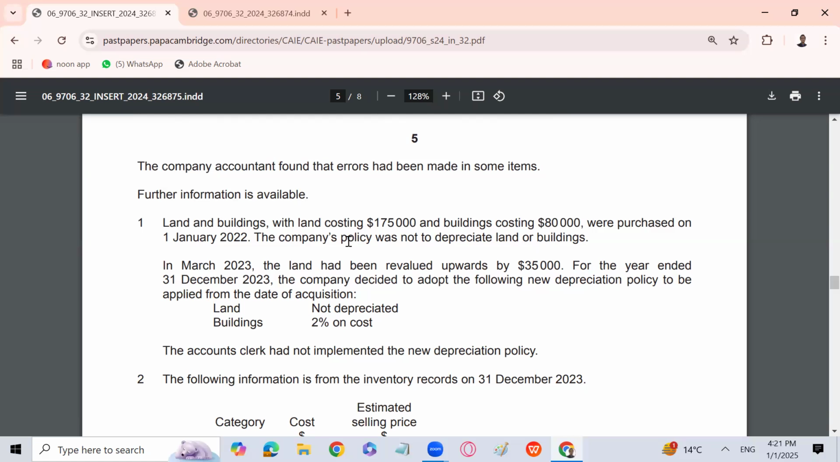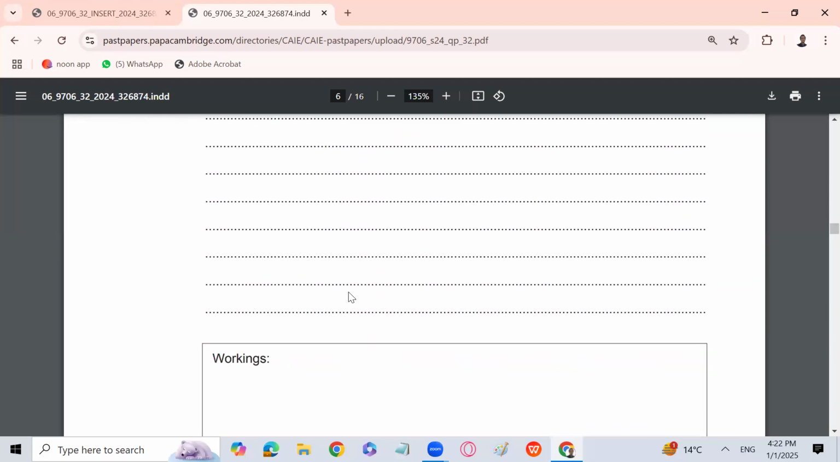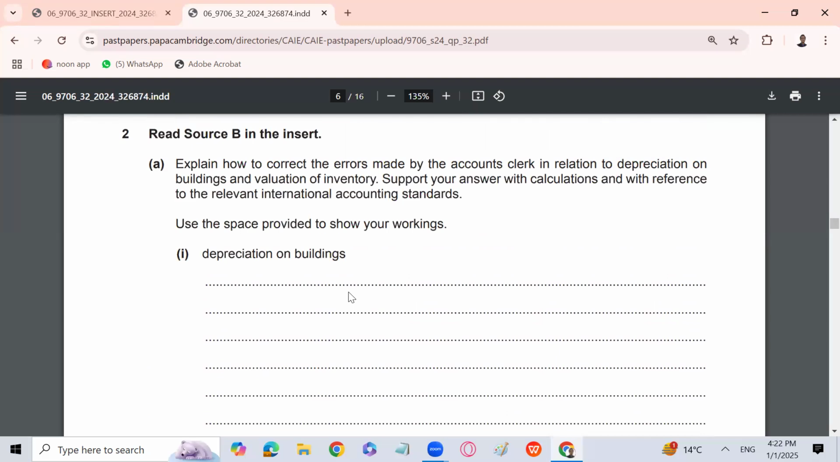If you just look at the question paper, the first part says: explain how to correct the errors made by the accounts clerk in relation to the depreciation on building and valuation of inventory. Support your answer with calculations and with reference to the relevant International Accounting Standards. Use the space provided to show your workings. Depreciation on building has been given, and the amount is 6 marks. The calculation is probably required. So let's do that.